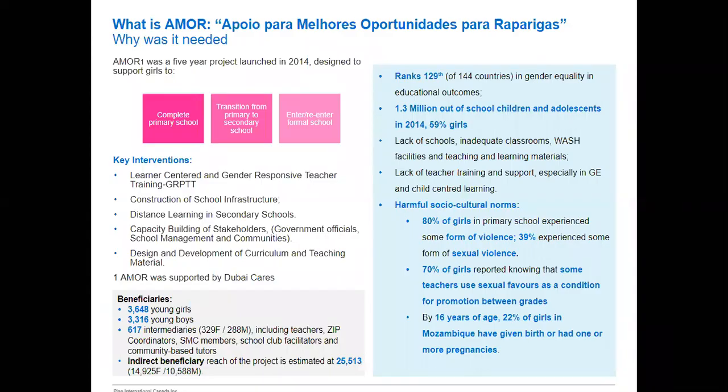Amor was a 5-year project launched in 2014 designed to improve girls' primary school completion and transition to secondary school. Girls in Mozambique face multiple barriers to and within education, as highlighted on the slide.